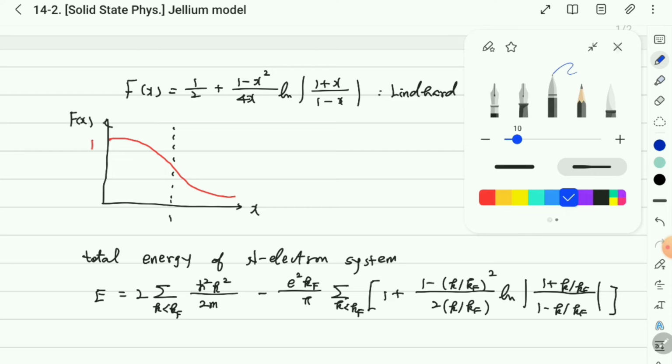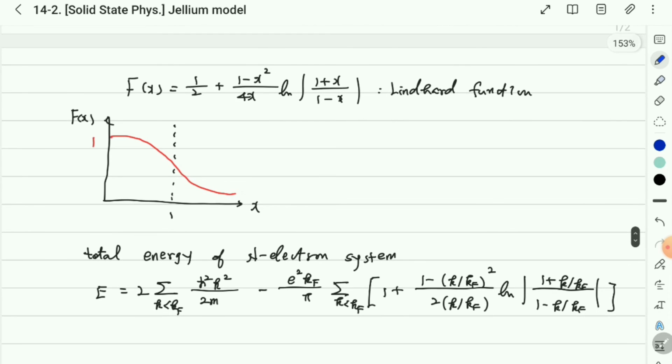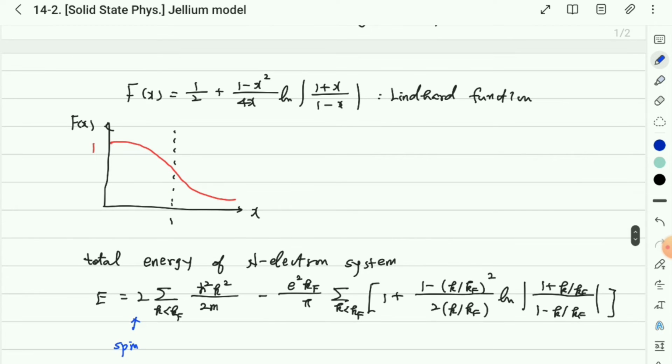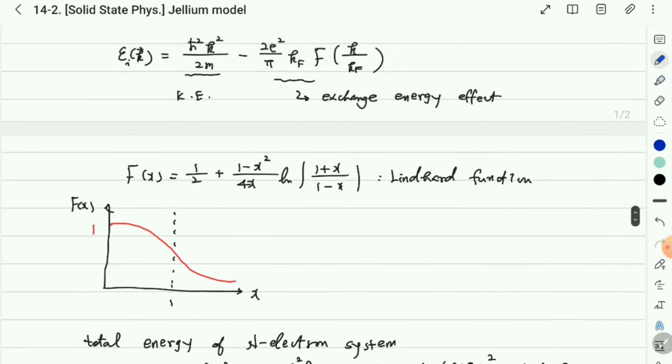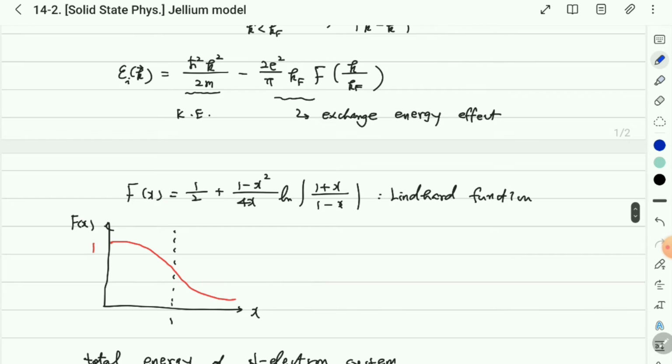And when you see this, the 2 is coming from the spin up and down, because there are two spin states, spin up and down, and also the summation of k should be below the Fermi momentum. And also here, this Lindhard function has a 2 value, which can be cancelled out by the 1/2 and 1/4.